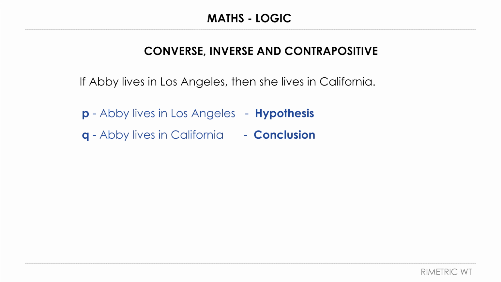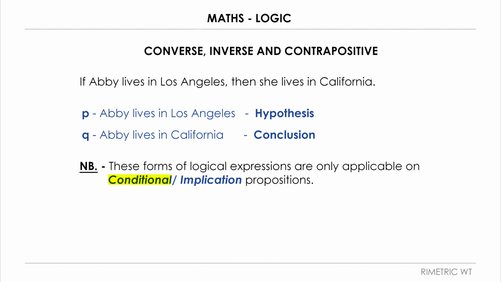Once we identify the hypothesis and conclusion, we can create other forms of implication by swapping them and adding negation. These forms are called the converse, the inverse, and the contrapositive, which we will examine one by one. Before we proceed to each term, remember that this applies only to implications or conditional forms of logical propositions. In other words, there is no converse or inverse of a conjunction or disjunction.